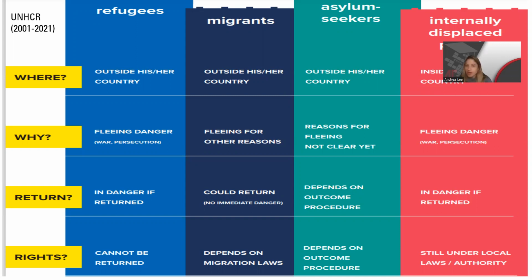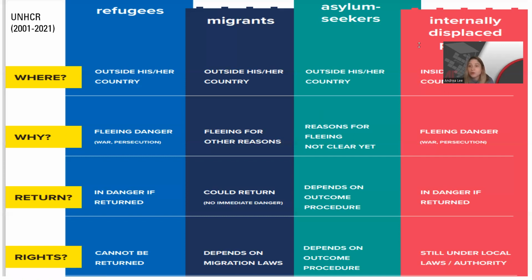And then we have migrants here as well. So we have outside of their country, fleeing for other reasons. They could return, really depends on migration laws in terms of their rights. Asylum seekers, this is outside of his or her country. Reasons for fleeing are not clear yet. The return really depends on the outcome procedure. Their rights really depends on the outcome procedure as well.